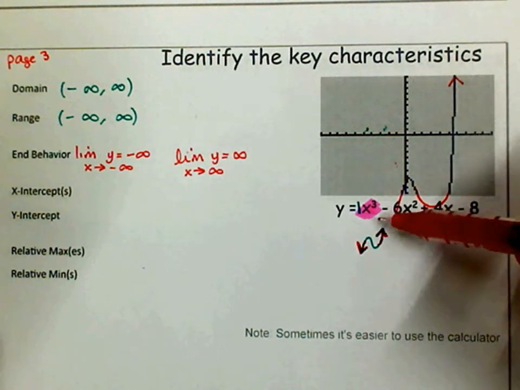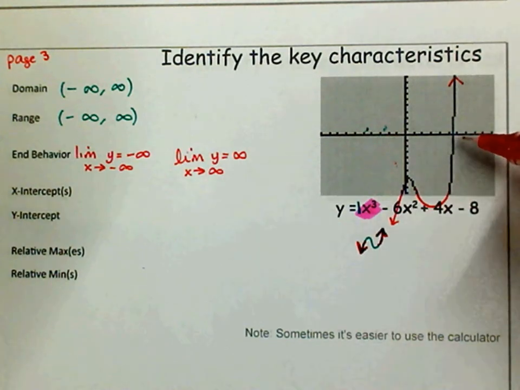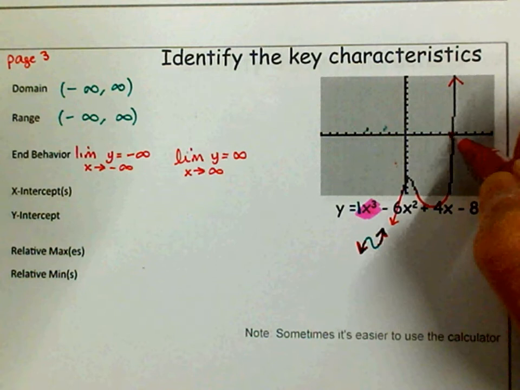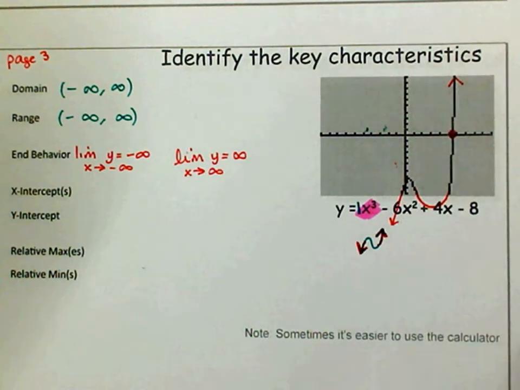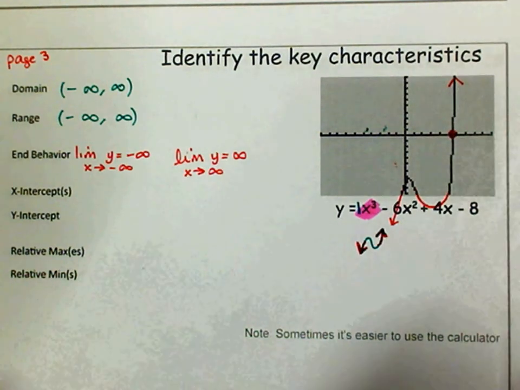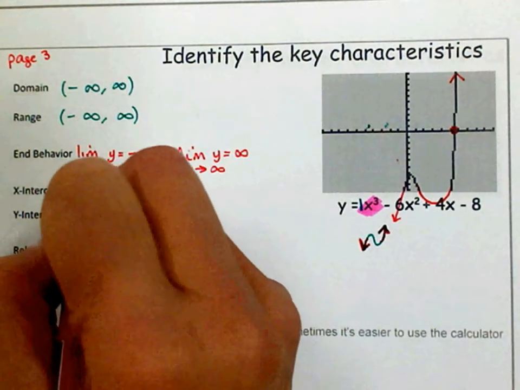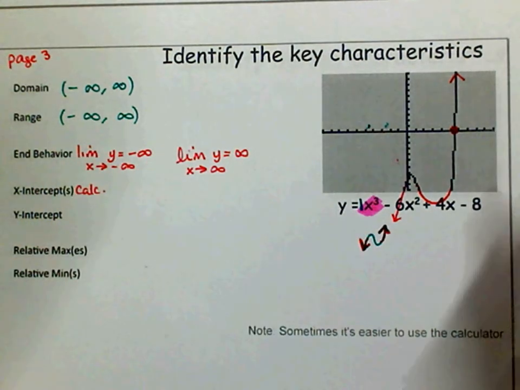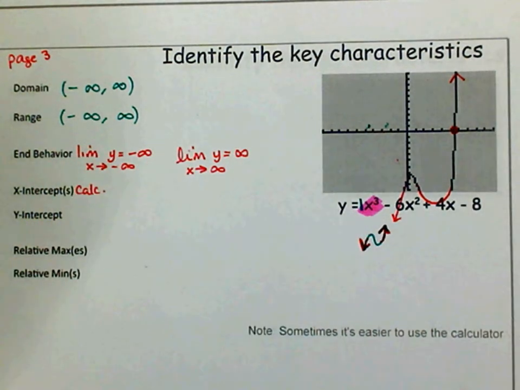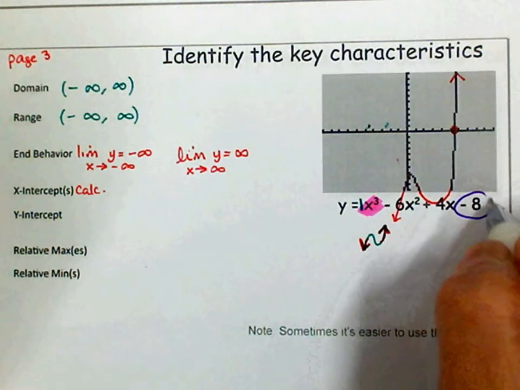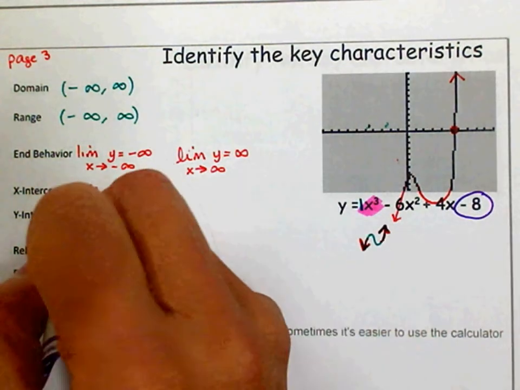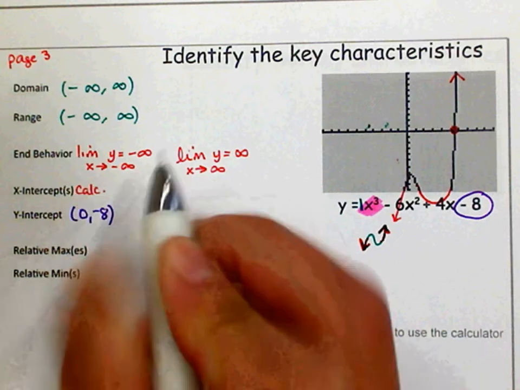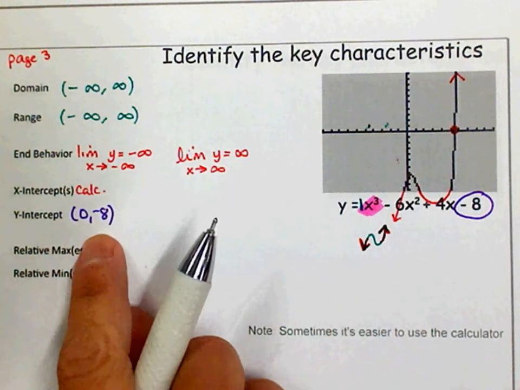All right, let's look at your x-intercept. Since it's to the third, you should have 3 x-intercepts. But in our case, we only have 1 real solution, okay? We're going to use our calculator to try to find that in just a little bit. So I'm going to write calculator. Your y-intercept, it's always the constant right there. So what is your y-intercept? (0, -8). Make sure you write it as a point.